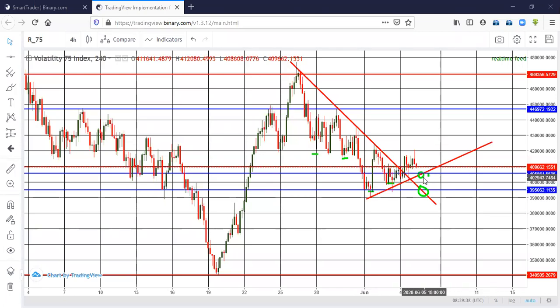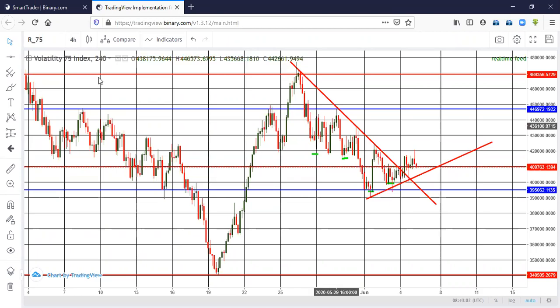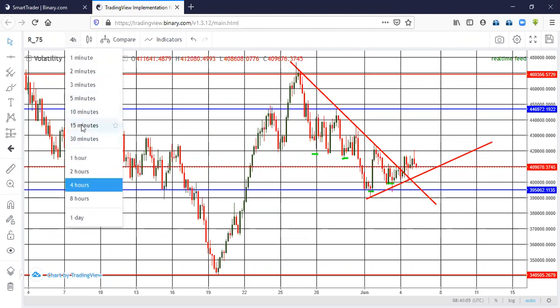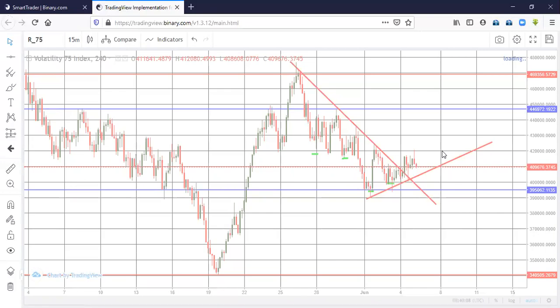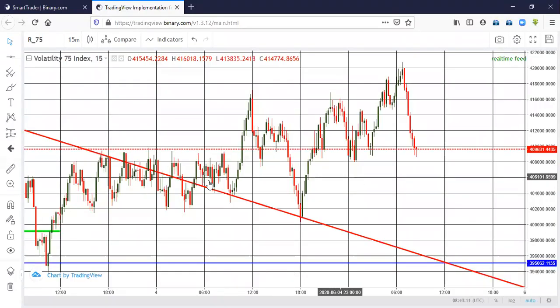So these are the areas we are basically waiting on. Area number one, area number two, where the entries would come in. Once you have plotted these, you can now change your time frame to the time frame where you would actually want to see your trade. For trading time frames, you can go to the 15 minutes time frame so that you see where you're actually expecting your trades to happen.